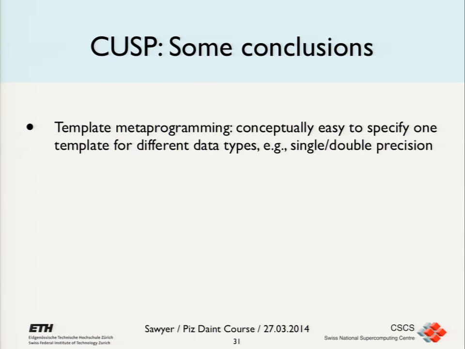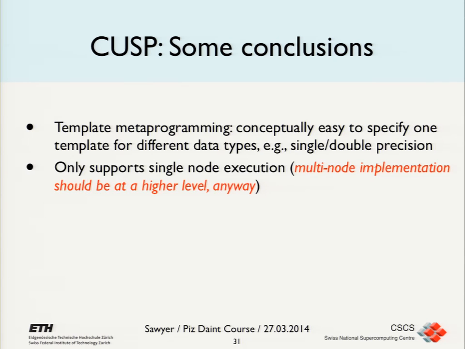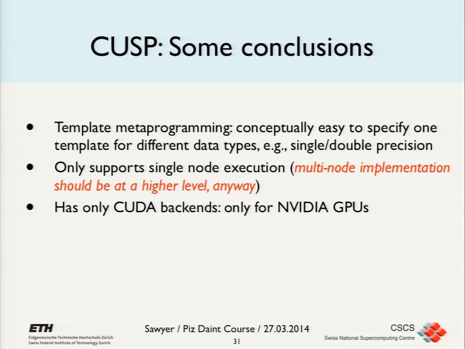Okay, so Cusp is an attempt to build on Thrust with template metaprogramming, with some sparse matrix formats to support linear solves, iterative solvers on GPUs. Still single node, right? I made a comment here: the multi-node version, I'll get into this later, should be at a higher level of abstraction, but I'll get into that later. It has only backends, well, like Thrust. This is the same backends as Thrust, which is essentially NVIDIA GPUs.